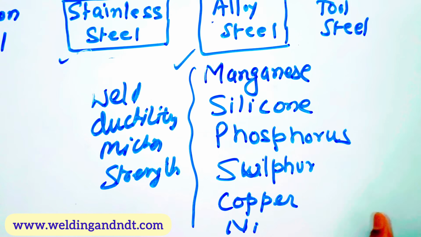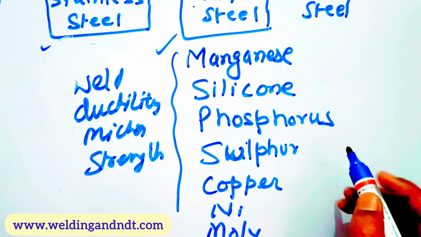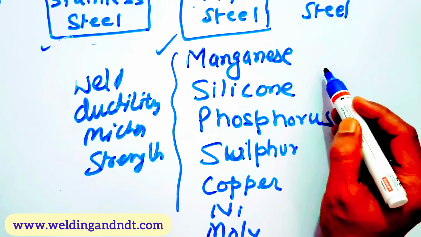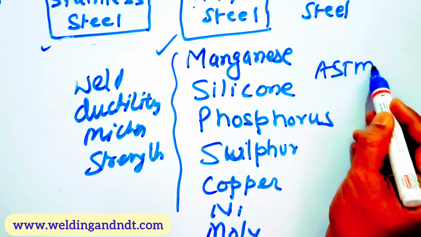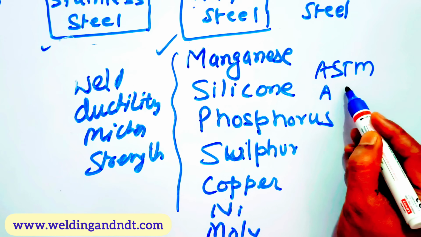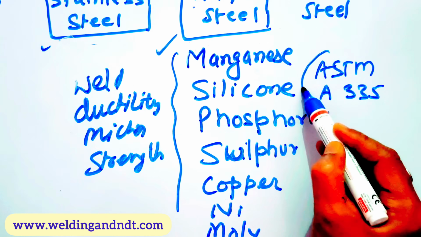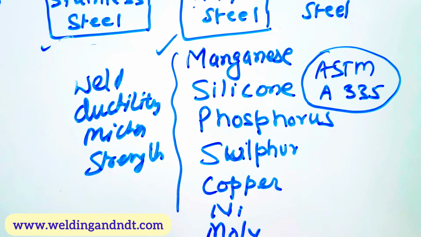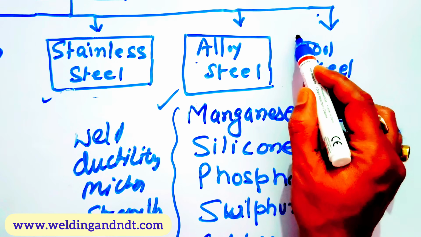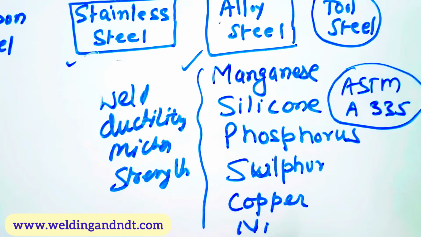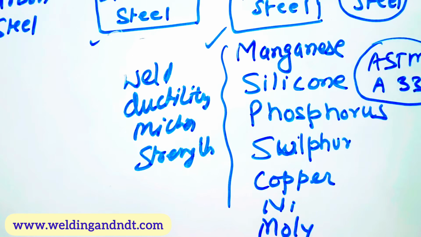So in alloy steel also, I will write one of the very popular alloy steel material grades, that is ASTM A335. So ASTM A335 is a material grade for alloy steel. Now we have understood alloy steel, so let's come to the tool steel. So I'll write about the tool steel here itself.